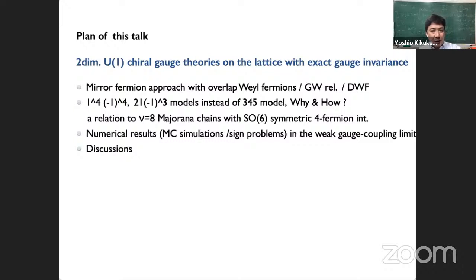In the weak gauge coupling limit, where the gauge coupling constant is zero, the model is still an interacting model, but I found that the model is without sign problem, so we can do Monte Carlo simulations. I'd like to show some numerical results, and I'd like to claim that decoupling of the mirror fermion is working in this model. So this is my claim in this work.